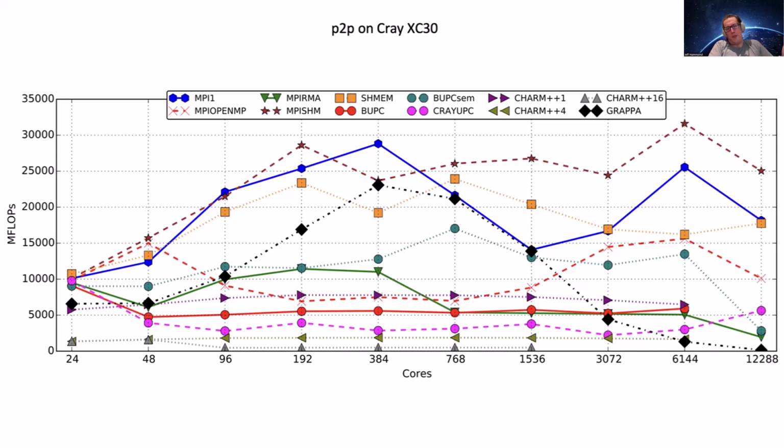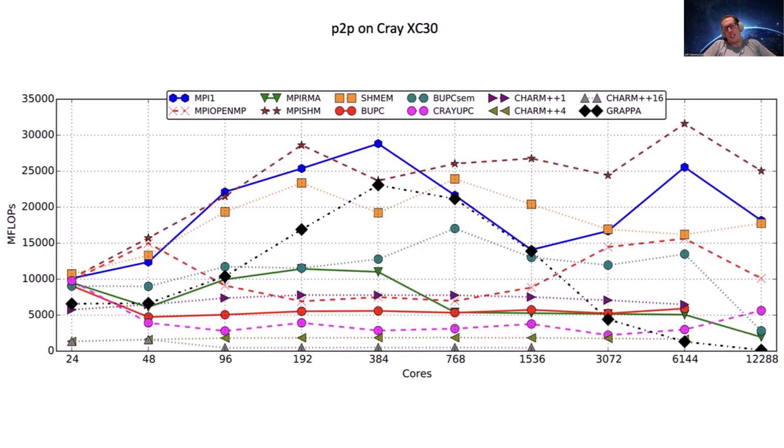You see, SHMEM does really well. This is a Cray machine. You kind of expect that. The Cray SHMEM implementation, if I recall, does better than any others. In this case, same thing with UPC. Cray UPC was better in most cases, but maybe not here. Anyways, there's some variation in the implementation quality of SHMEM, which sort of comes out here.